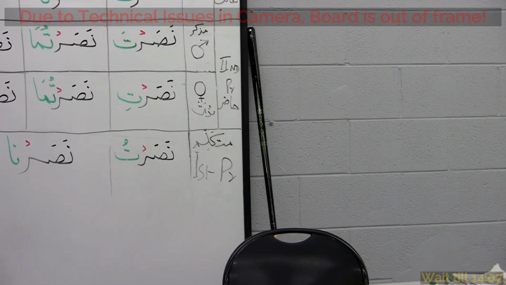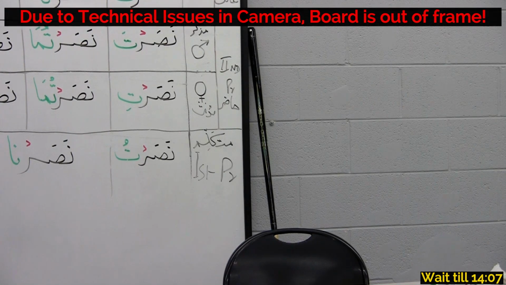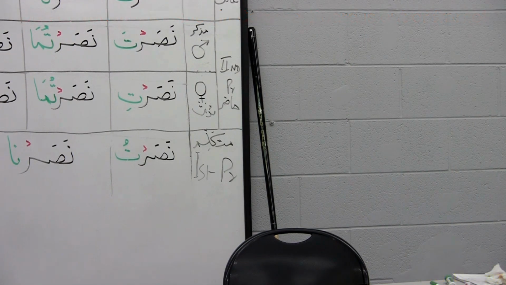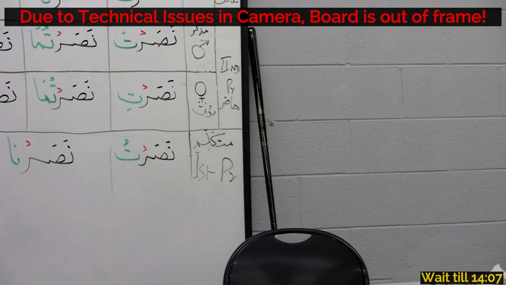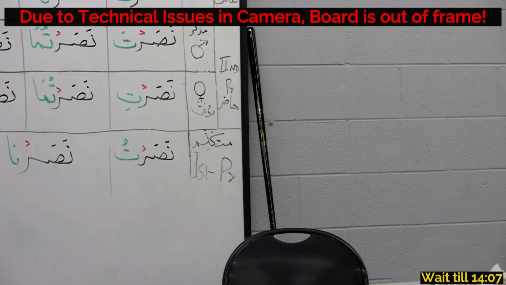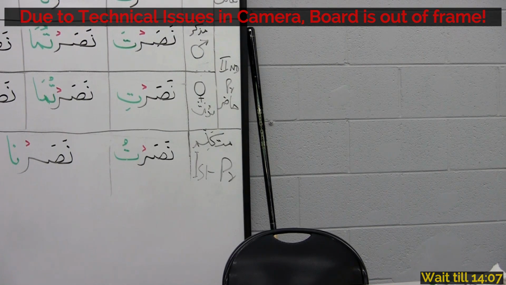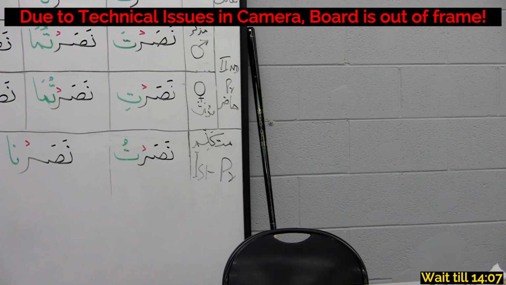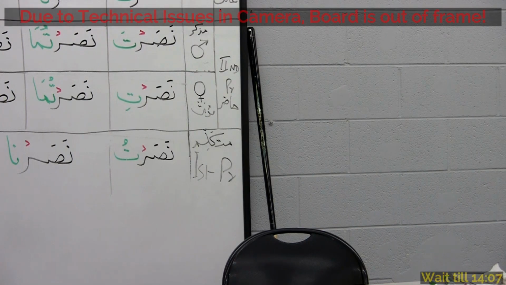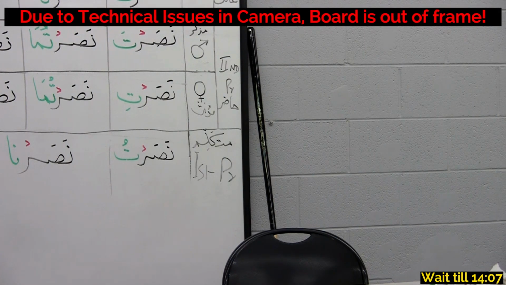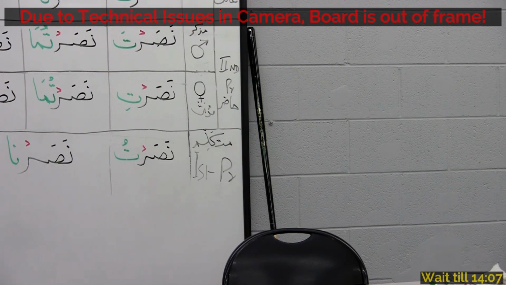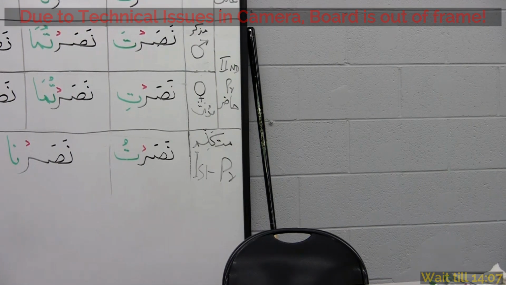Can you repeat the whole thing? It's too fast. We wrote a few verbs here: qatala, nasara, fataha, ja'ala, qa'ada, jalasa. Now, the doers of these acts would be in this shape. Fa'il, doer, qatil, from qatala.